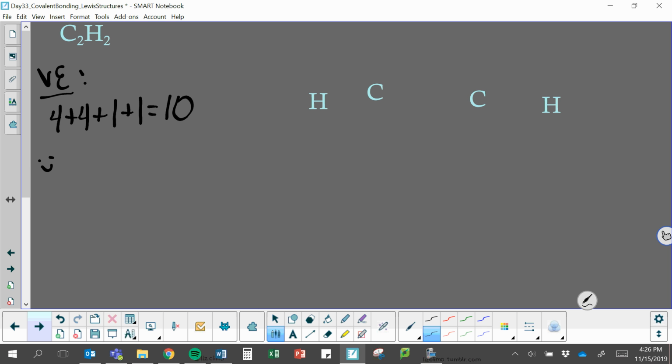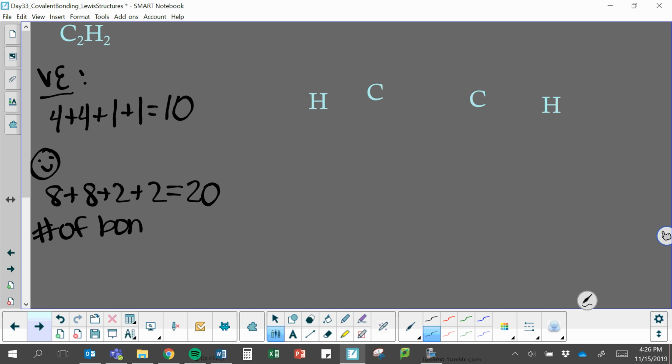Then we're going to look at how many electrons everybody needs. So carbon wants 8, we need another carbon, hydrogen wants 2, and we need another. So we want 20 electrons if everybody's by themselves, but obviously we can't because we only have 10 electrons, so because of that we have to bond. So our number of bonds is going to be 20 minus 10 divided by 2. So we're going to have 5 bonds.